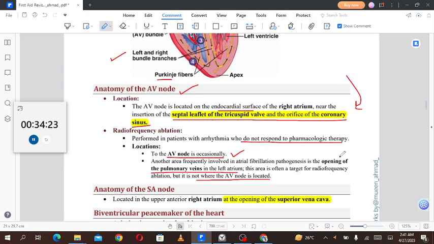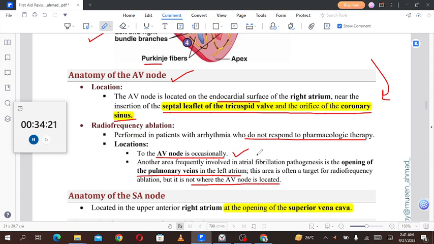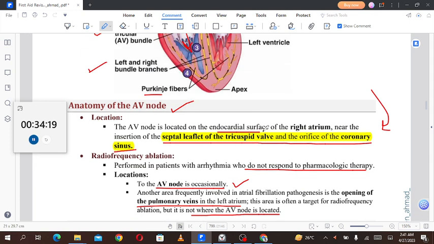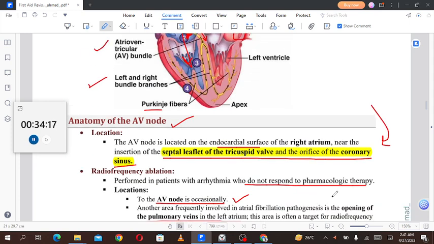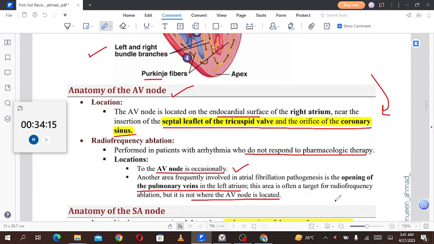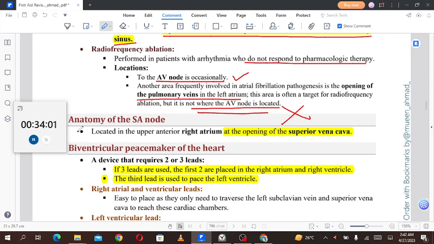The most common site of beginning of the atrial fibrillation is this area, the opening of the pulmonary veins in the left atrium. This area is often the target of the radio frequency ablation, but it is not where the AV node is located. This is not the site of the AV node. The AV node can also be ablated by the radio frequency ablation method.